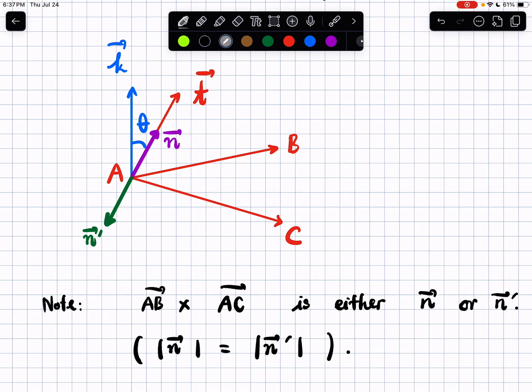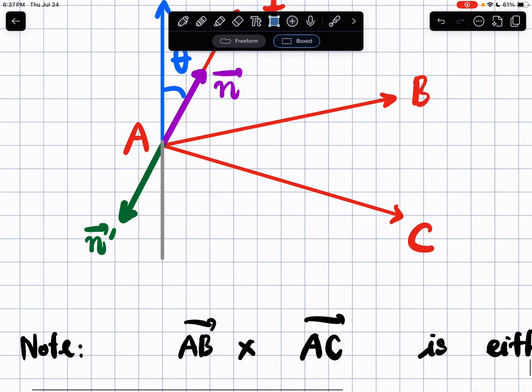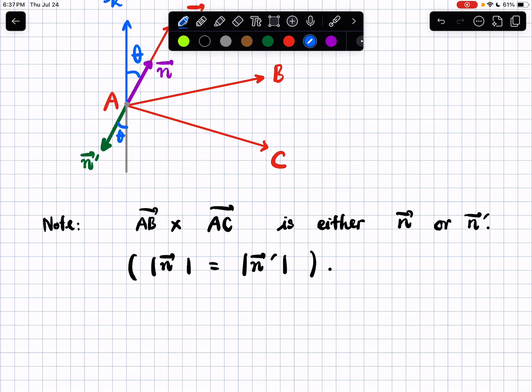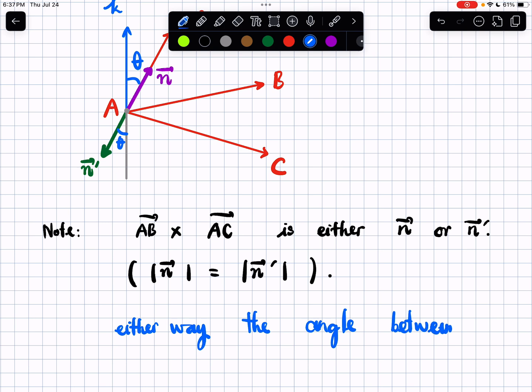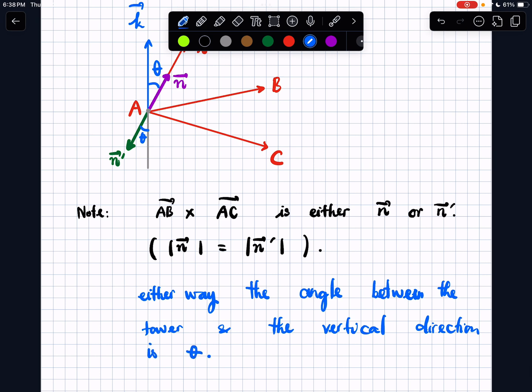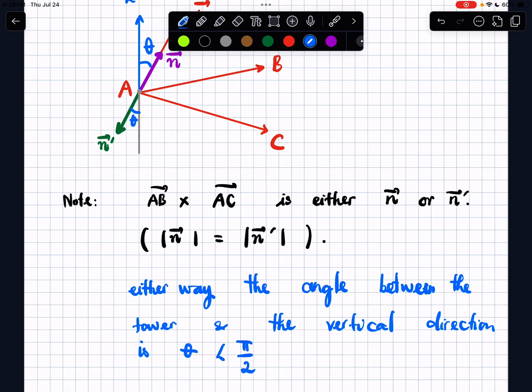But either way, the angle of n and n prime with respect to the vertical line is the same. So these two angles are the same. Either way, the angle between the tower and the vertical direction k is theta, an acute angle less than pi by 2.